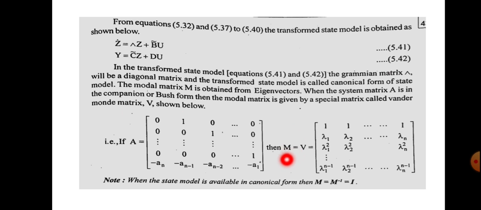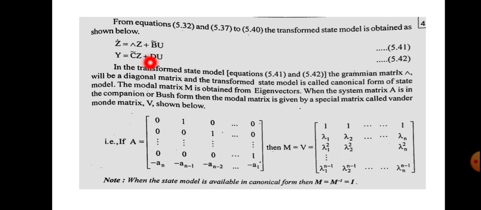And once you obtain this transformation, such as x equal to Mz, then you will get z dot equal to the diagonal matrix into z plus b cap into u, and y equal to c cap into z plus du. So this is the state equation for this canonical form transformation, the canonical model. Okay, so remember these equations. This is the state equation and this is the output equation, and together the state equation and the output equation represent the state model for a canonical form.